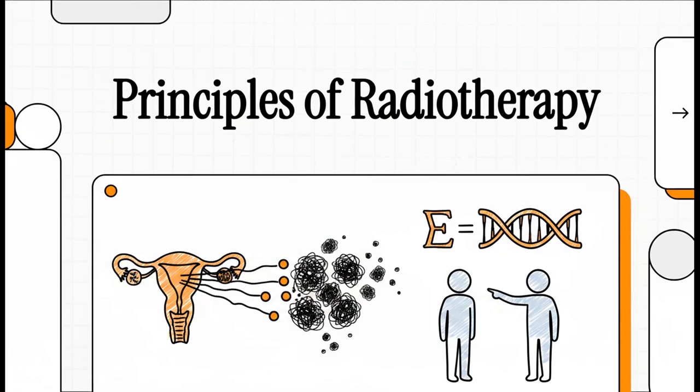Radiotherapy is a huge part of how we treat cancer. But have you ever stopped to think about how a beam of energy actually kills a cancer cell? A lot of students find it tough to connect the physics of radiation with the biology of the cell. So in this explainer, we're going to build that bridge right from the ground up. And we'll do it by following the journey of a single photon.